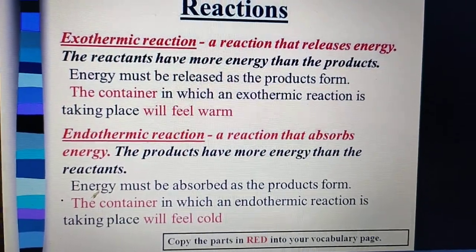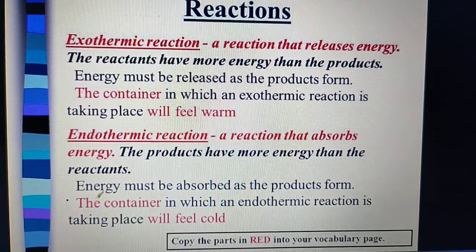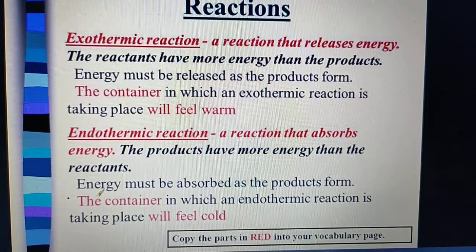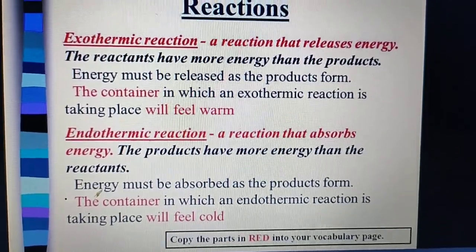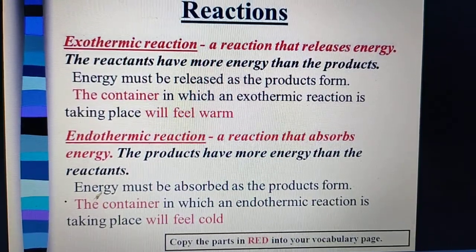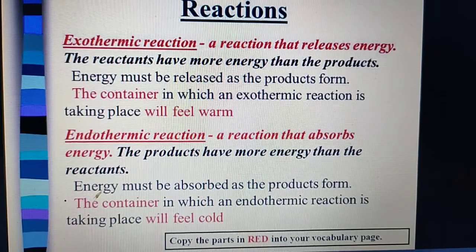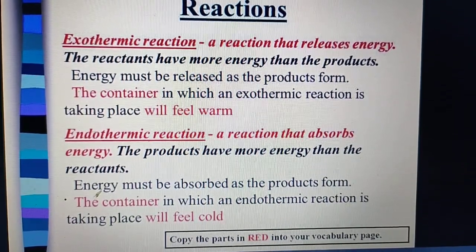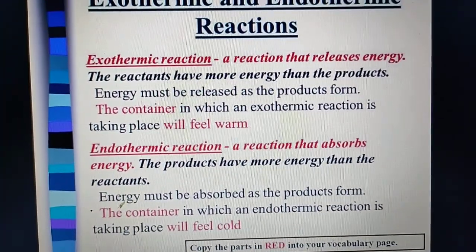Now you see the definition: exothermic reaction, a reaction that releases energy. Energy means energy in the form of heat, light, sound, electricity, etc. So the reactants have more energy than the products. We can say that the reactants have more energy than the products. So energy must be released as the products form. The container in which an exothermic reaction is taking place will feel warm.